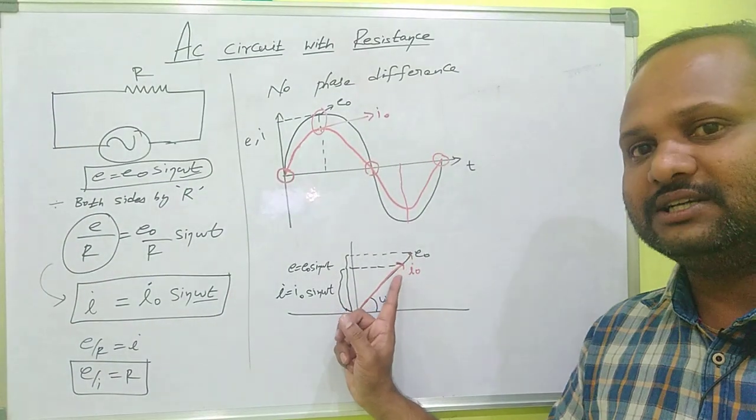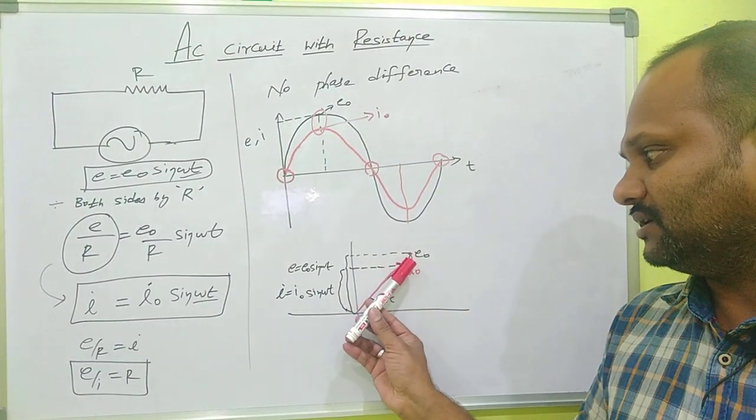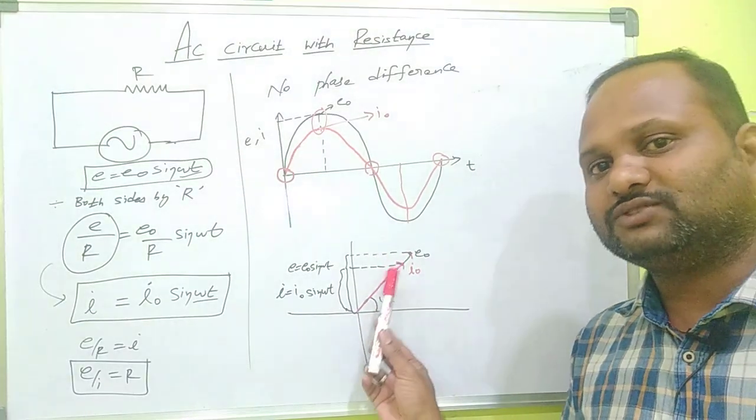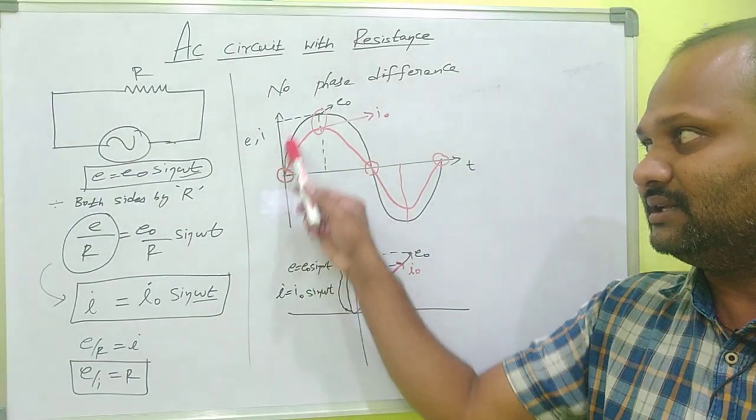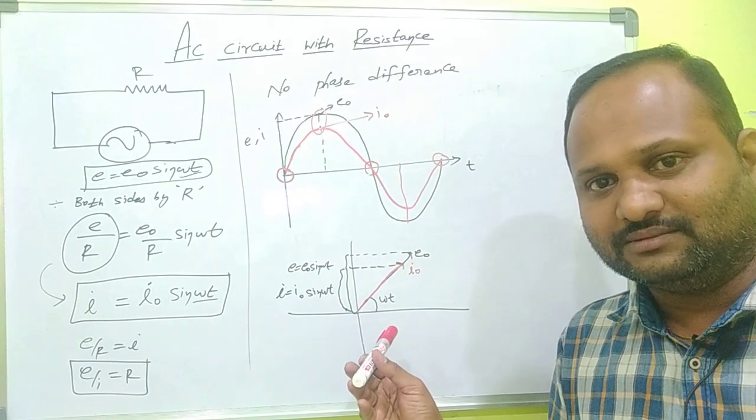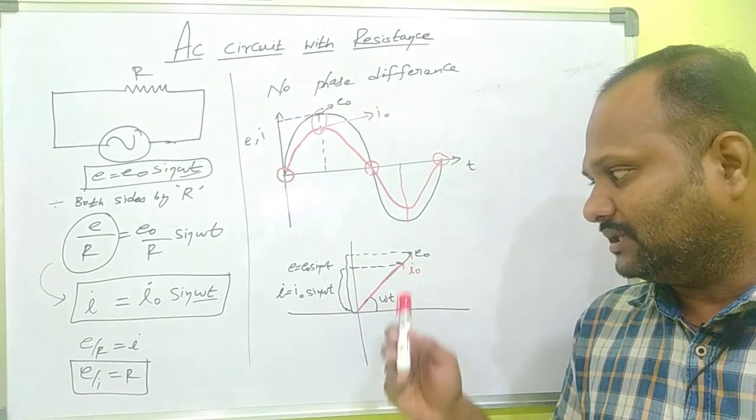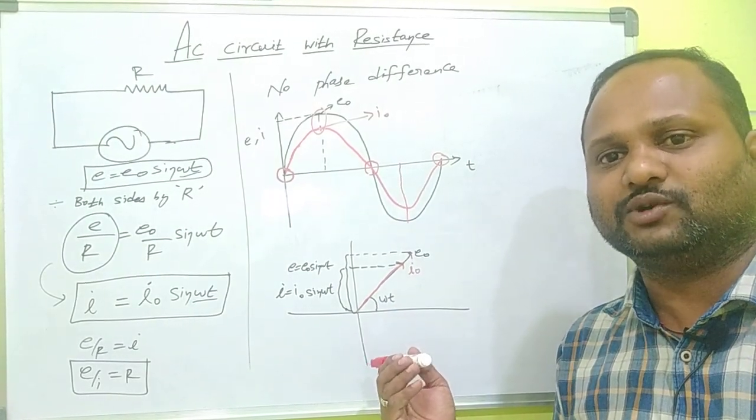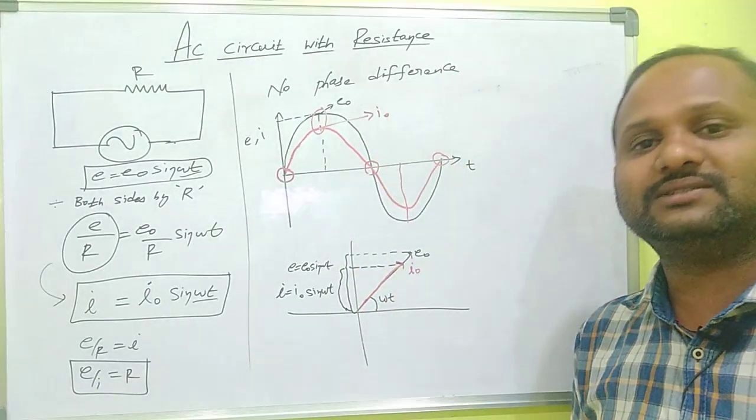Likewise, the I vector, this I naught vector, is rotating here. Its value is also increasing. So when E is increasing, I is also increasing. When E is decreasing, I is also decreasing. So both are moving together. What is the reason behind it? Because there is no phase difference between them, so they are moving together. That is the reason. So this is about the AC circuit with resistance.